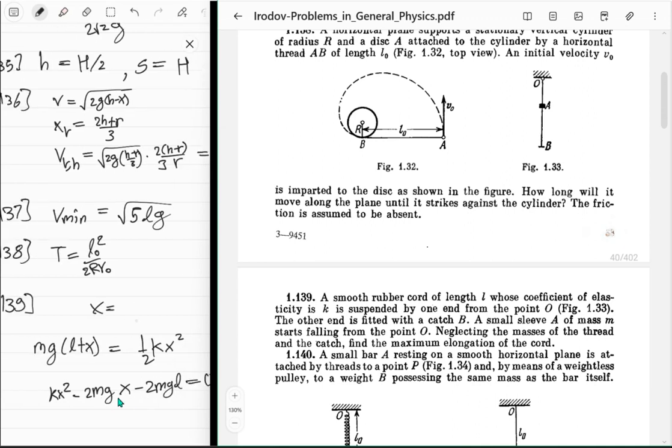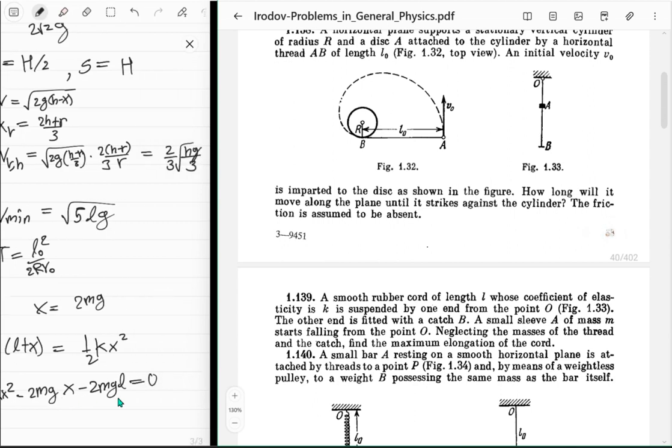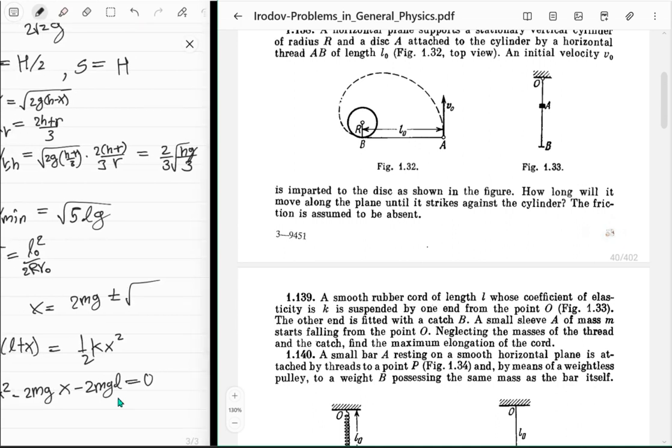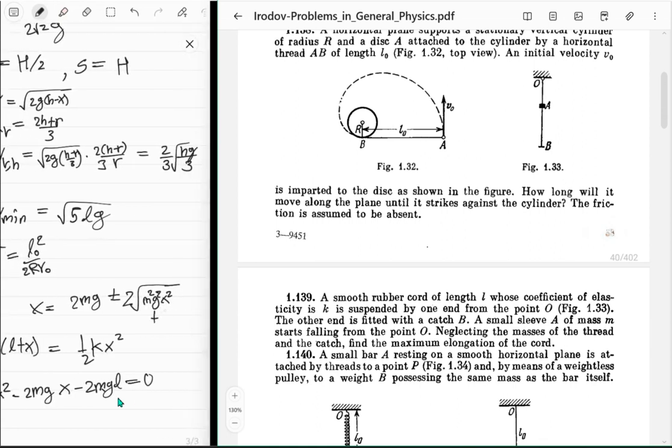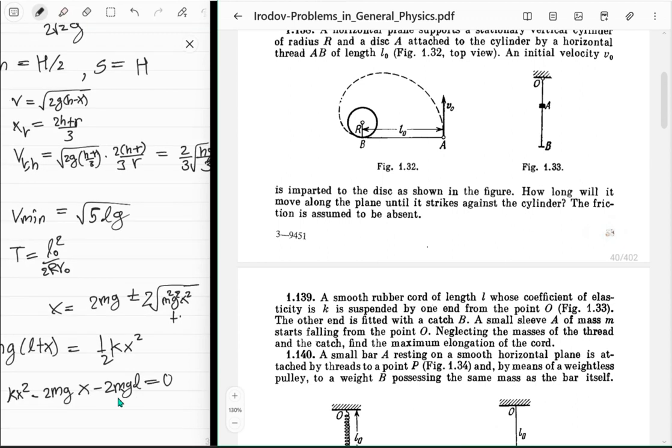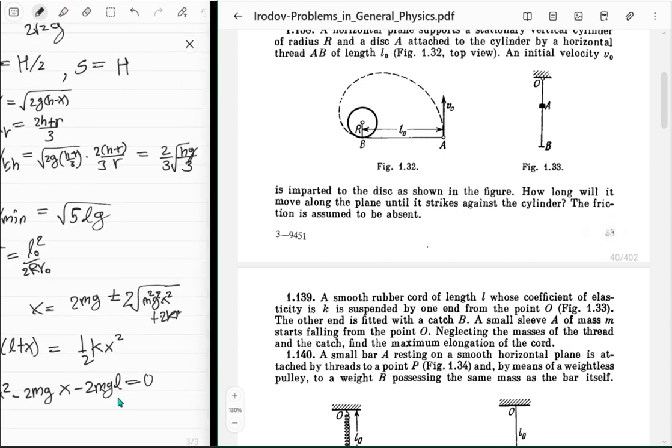So x will just be negative b, so you got 2mg, plus or minus the square root of b squared. Let's take 2 out: the square root of (b upon 2) squared minus ac. So this mg thing squared, m squared g squared, minus ac. So it's going to be this times that, so plus 2kmgL, and then this whole thing upon 2 times k. Yeah, that should be the thing.